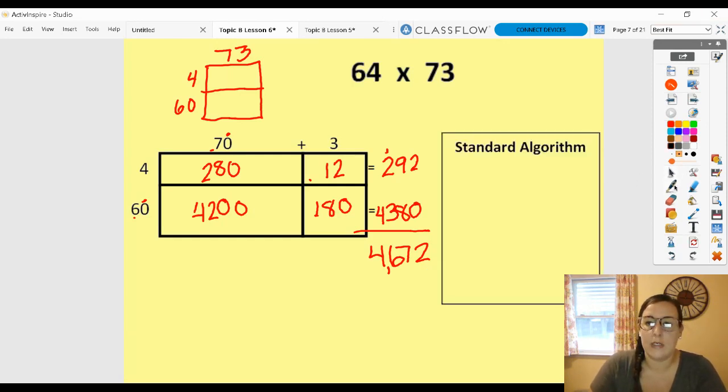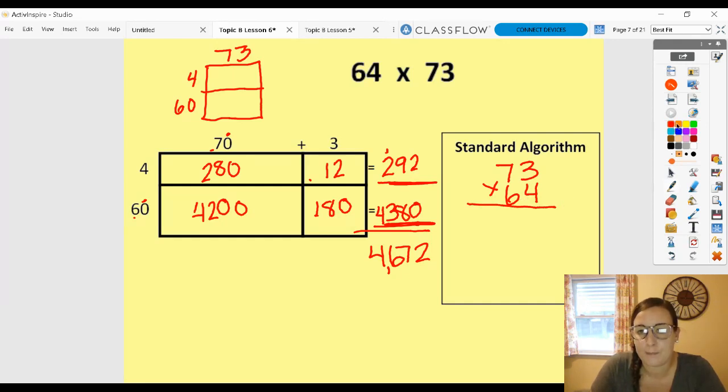Now we're going to go ahead and do the standard algorithm for this problem. Make sure that our area model, we can connect it to what we do for the standard algorithm. So I'm going to put 73 on top, times 64. So what we're looking for is for these two numbers to be the same as what I get when I'm multiplying. So first I'm going to just focus on this 4 here. I'm going to take 73 times 4.